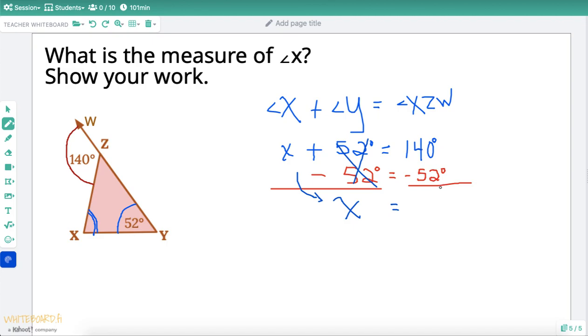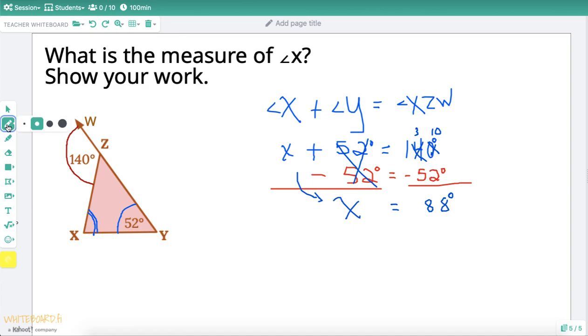And then 140 minus 52, let's see, cross this out, that becomes a 3, this becomes 10, 10 minus 2 is 8, and 13 minus 5 is another 8. Now you could have done that on the calculator, that's absolutely fine. At this point, this is what you would put in the calculator, and let's make sure that I'm clear on that. This piece here, that's what you would put in the calculator, 140 minus 52. And then that would give you 88. So at this point, we've now determined that angle X is 88 degrees.